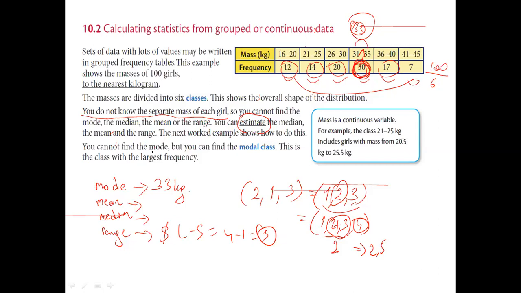You cannot find the mode, but you can find the modal class. Modal class is the class with the largest frequency. The largest frequency is our 30.